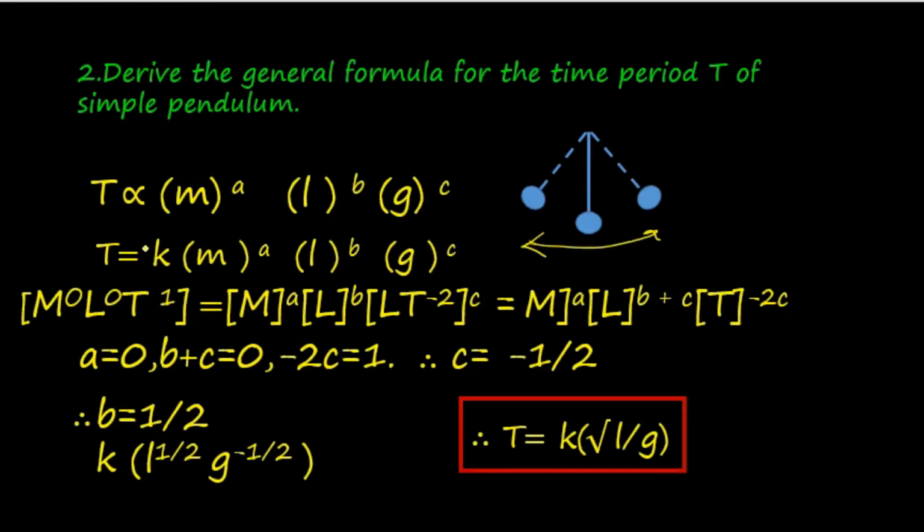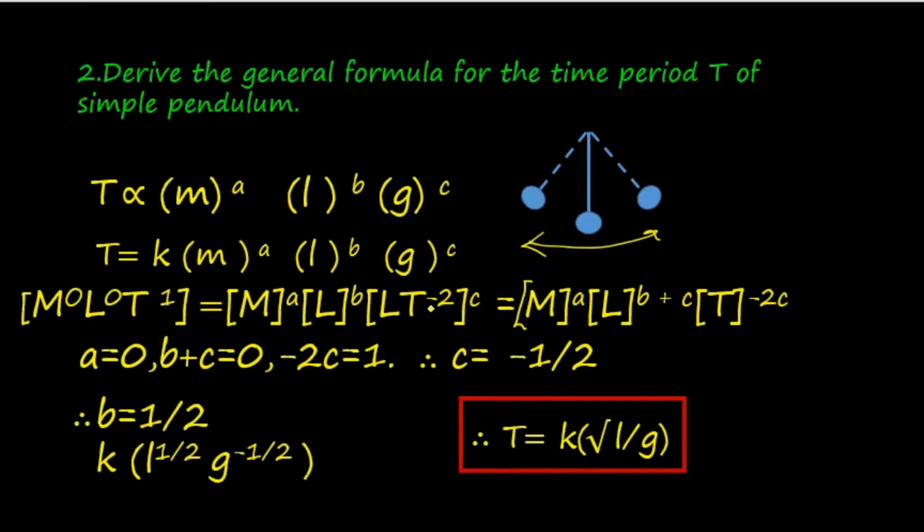Now the dimensions of these physical quantities on either side of the equation. Time period T is equal to M raised to 0, L raised to 0 and T raised to 1, which is equal to k, which has no representation in the dimensional formula, so capital M raised to a, capital L raised to b and acceleration due to gravity. What is that? LT raised to minus 2, raised to c. This equals M raised to a, L raised to b plus c and T raised to minus 2c.